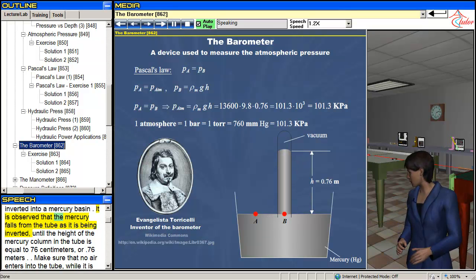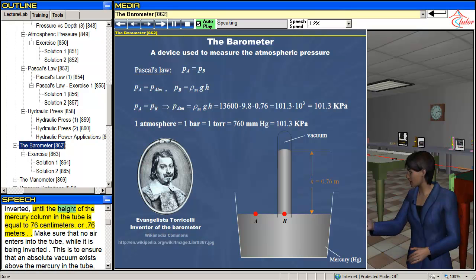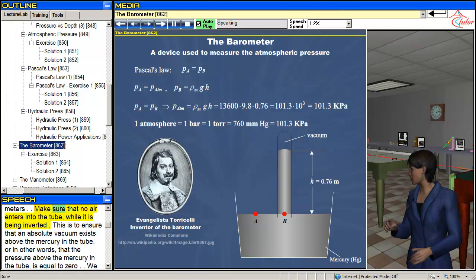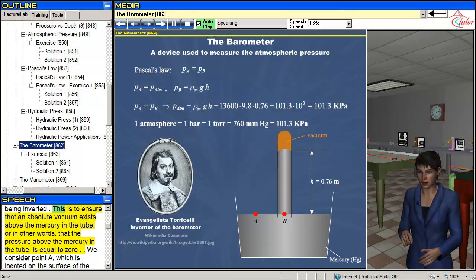It is observed that the mercury falls from the tube as it is being inverted, until the height of the mercury column in the tube is equal to 76 centimeters, or 0.76 meters. Make sure that no air enters into the tube while it is being inverted. This is to ensure that an absolute vacuum exists above the mercury in the tube, or in other words, that the pressure above the mercury in the tube is equal to zero.